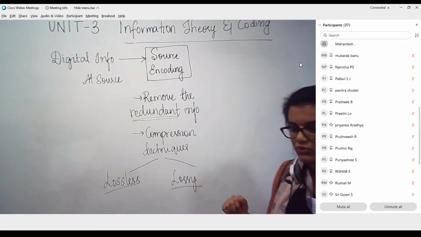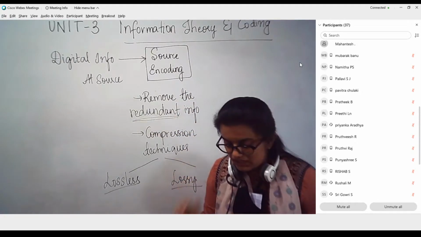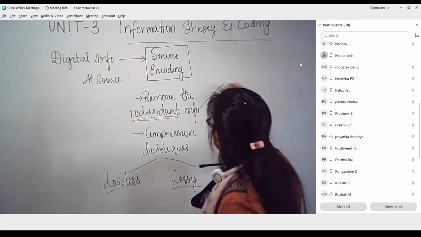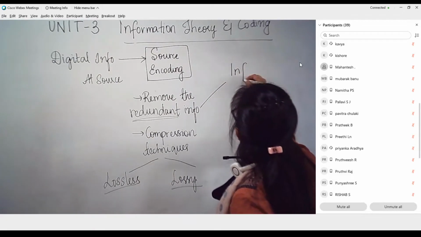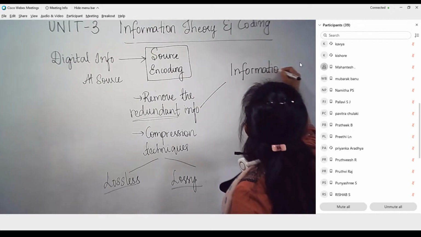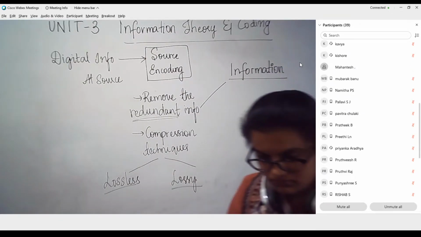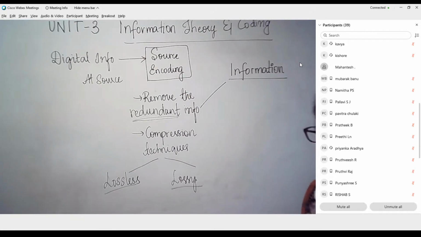So why this is important is removing the redundant information. I'll come to this part. What is meant by information first? Let us look at what is meant by information. What do you mean by information? In the general sense, what do you mean by information?